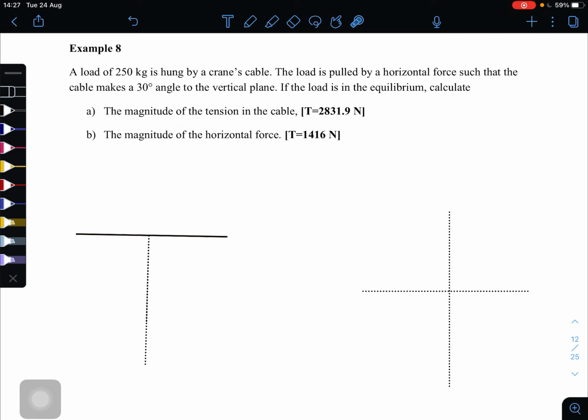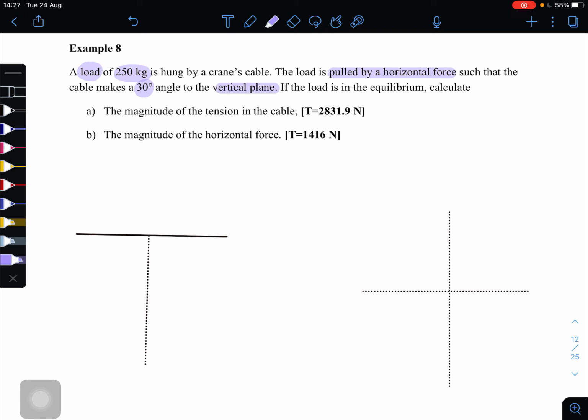Okay, so we are given a situation here, but we are not given a diagram, so we need to draw our own diagram based on the situation given. First of all, we have a load with a mass of 250 kg. This load is hung by a crane's cable. So we have a cable here. And then the load is pulled by a horizontal force. The keyword here, pulled by a horizontal force, means that we have an external force. We are exerting an external force such that the cable makes a 30-degree angle to the vertical plane.